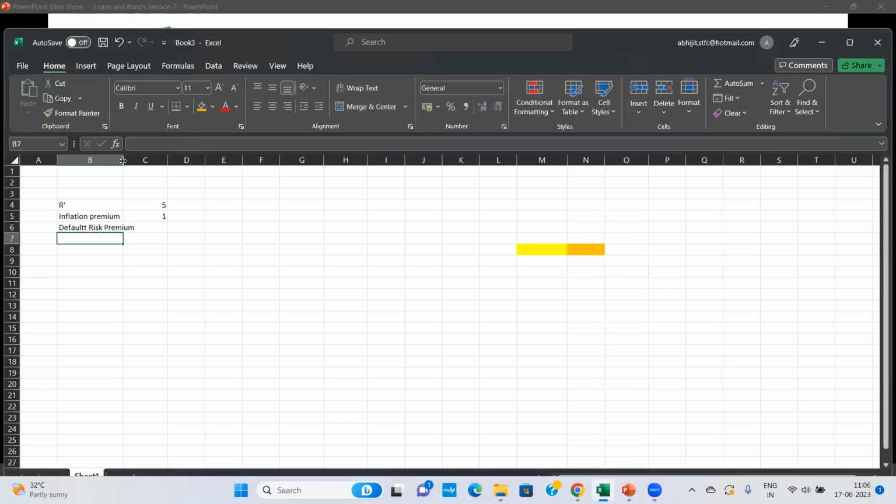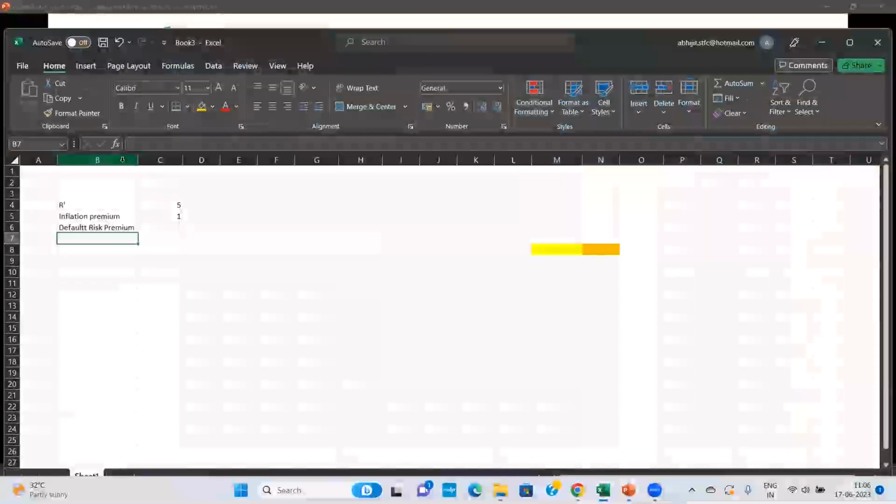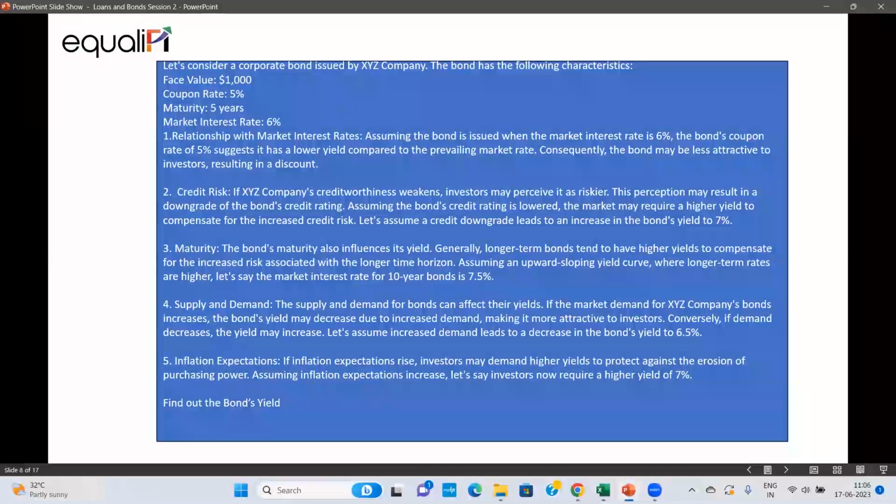So this is how, even in a loan, the interest rate is arrived at. This is how we calculate interest rate. Even the banks calculate interest rate. Now we are talking about default risk premium, right?